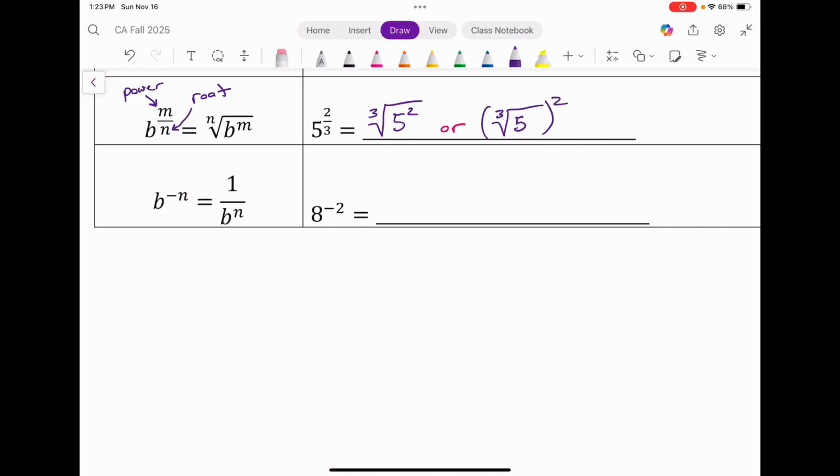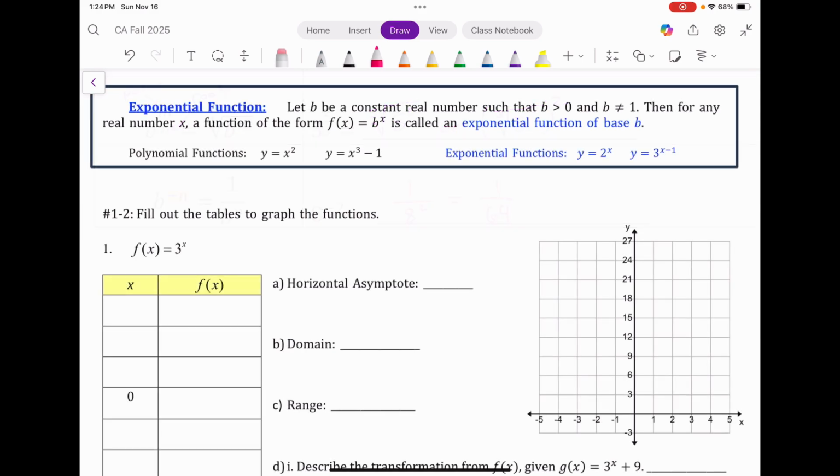Okay, and then the last exponent property, if you have a base raised to a negative exponent, you can make the exponent positive by taking the reciprocal of the base. So for instance, if you have 8 to the negative 2, that would be the same as 1 over 8 to the positive 2, right? Which is the same as 1 over 64 if you wanted to simplify it.